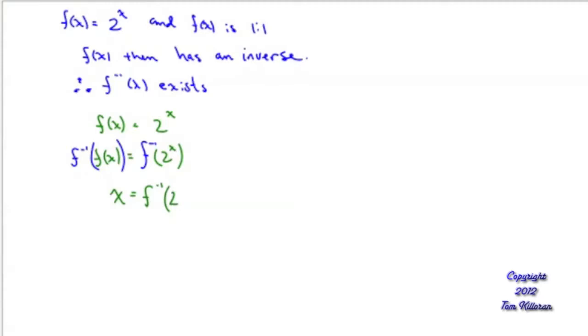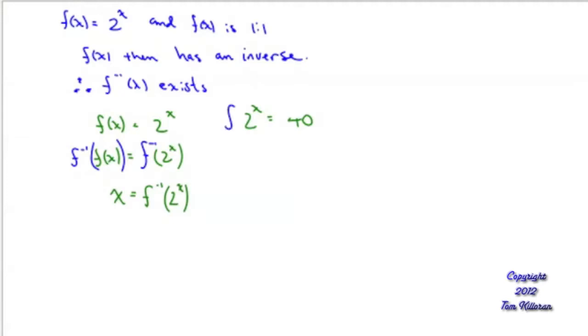That's not what I wanted to do. I wanted to do my equation over here. 2 to the x is equal to 40. Then I want to apply the function inverse to both sides. That's what I want to do.